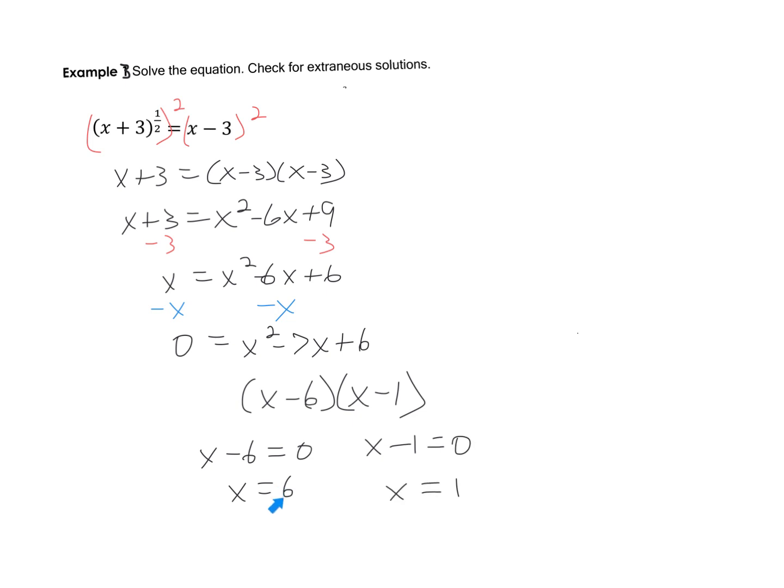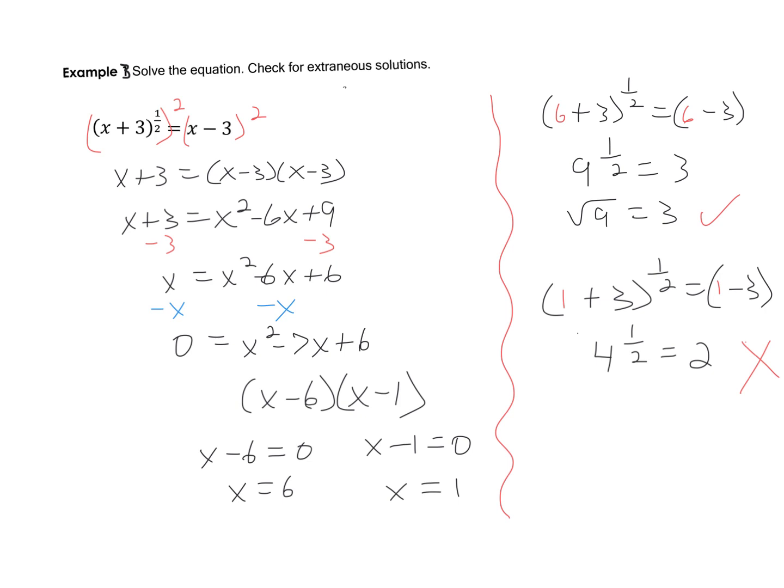But now we need to check both of our answers to make sure that they satisfy this equation. And you can see when you plug in your 6 and you work it out, it does satisfy the equation. So that is one of our solutions. But when you plug in the 1, it does not work out. So that is our extraneous solution. So x = 6 is our only solution.